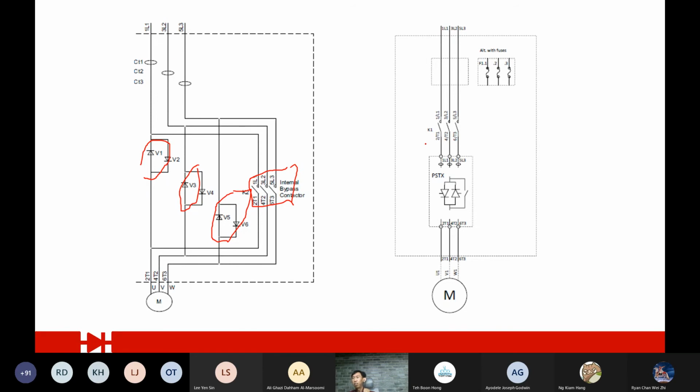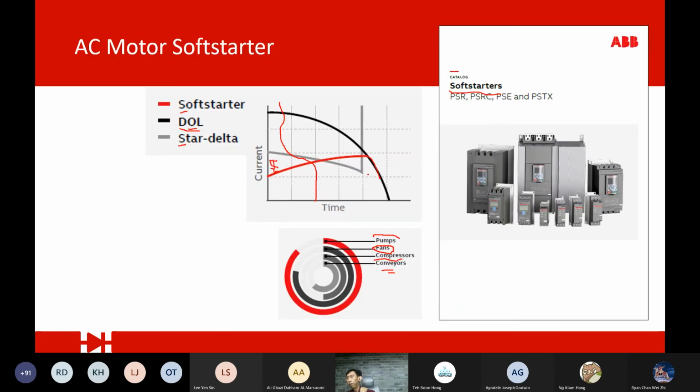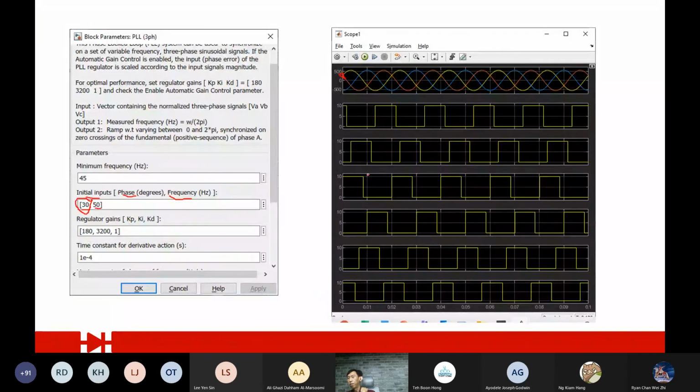Another configuration is that you will have another set of breakers here. Usually you will have a fuse here for protection purposes. Then this is the soft starter and this is the bypass switch. These are all industrial drawings, not from a textbook. That means this is the real industrial application of a three-phase controller. So I think we are done with the AC soft starter. Cycloconverter, we will do that in the next class, another type of AC controller. So up to this point, any questions?